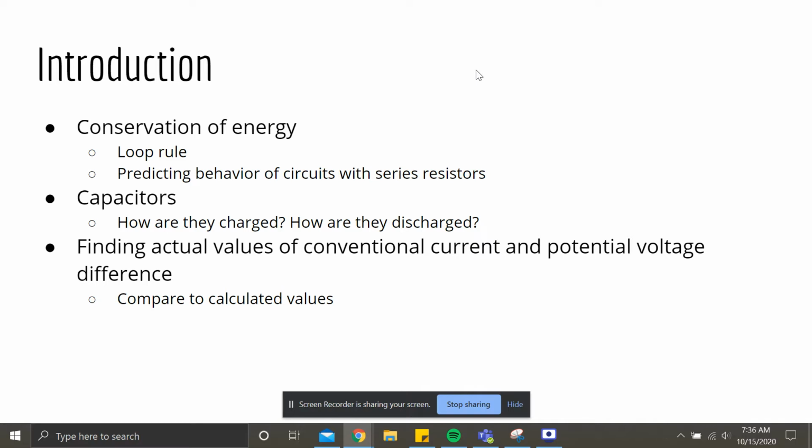We also looked at conventional current and potential voltage difference and then used a computer simulation and our own calculated values and compared those.